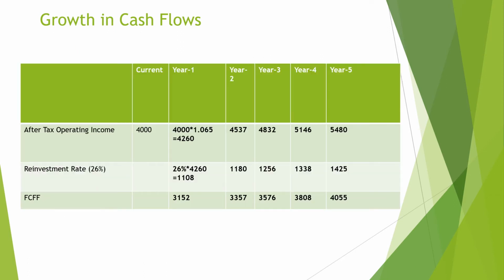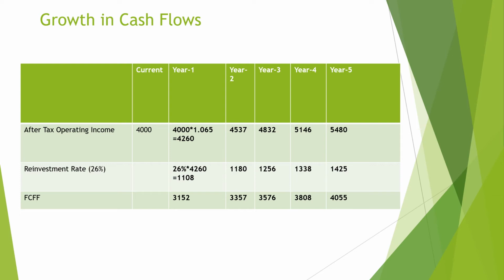So to put it in a simplistic way, in a tabular form, we have three rows: after tax operating income, the reinvestment rate, which we have discussed in the previous slide, that is how much the company is spending on its short-term assets and long-term assets as part of after tax operating income, and the subtraction of these two will result in free cash flow to the firm, right? So in our current scenario, we have a current after tax operating income of 4,000 crores. So we have also calculated the growth in these free cash flows.